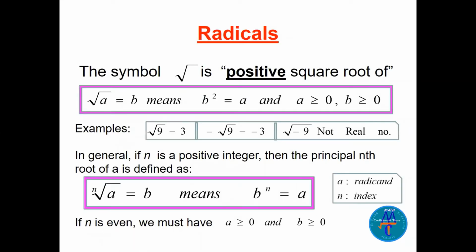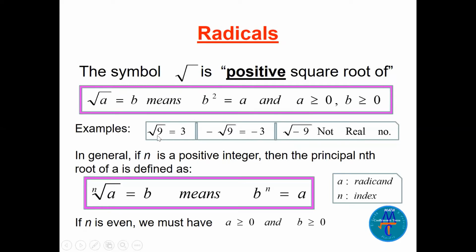Now, radical, this is the symbol here. You can see the symbol. The square root here is a symbol. This is a positive square root of the number. This is a positive square root. That's the meaning of this symbol. So when we have square root of a is equal to b, that means b squared is equal to a. Remember the conditions: a positive and b should be positive.